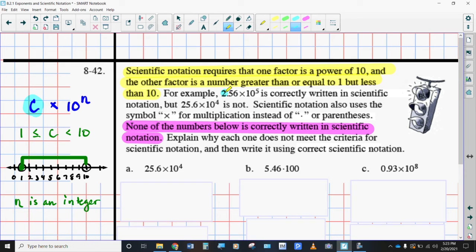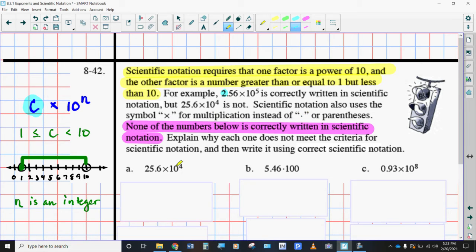But this has to be a single digit 1 through 9. Okay? And then the power of 10 always has an exponent that is an integer. We don't want any fraction or decimal exponents. So scientific notation also uses the symbol x for multiplication instead of the dot.